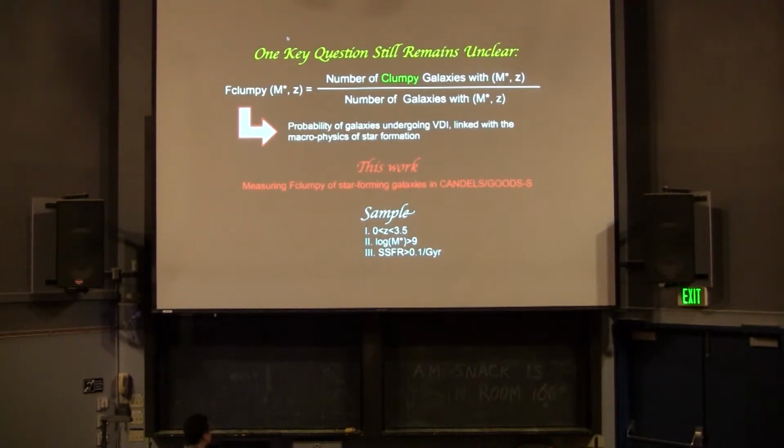So in this work, we use a sample from CANDELS GOODS-S field to study F_clumpy. So our sample actually includes galaxies around redshift 0 to 3.5 and stellar mass greater than 10^9, and specific star formation rate greater than 0.1 per Gyr. All these properties are basically derived from SED fitting and multi-wavelength photometry.